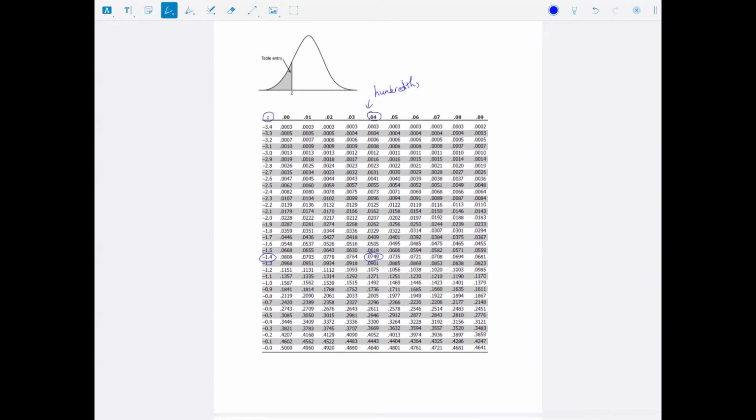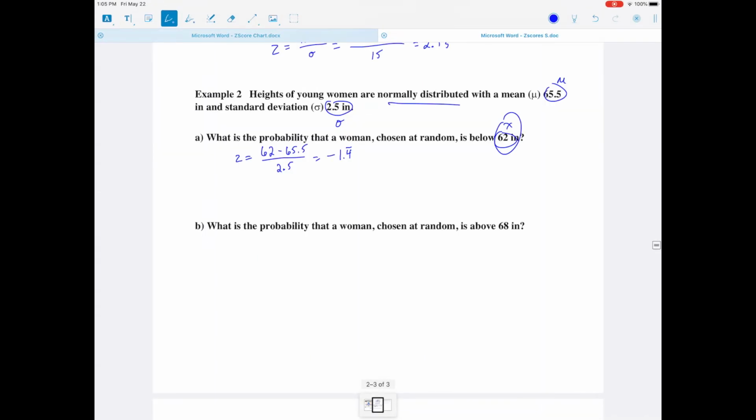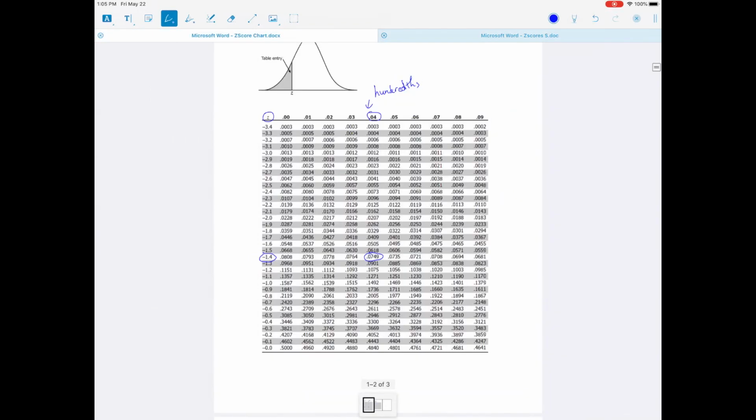What that tells you is 0.0749. Let's put this into context. Using the chart, we get 0.0749, which means 7.49% of women are below 62 inches. Again, what we did was use our Z-score. We found negative 1.44. We used this number to tell us the number of people below, because this chart always tells you below.